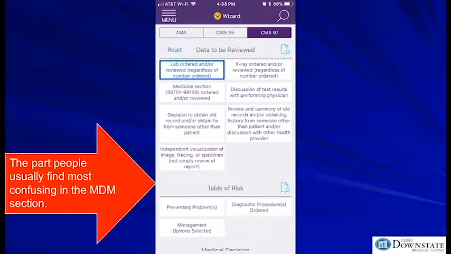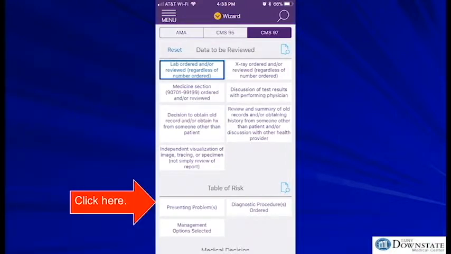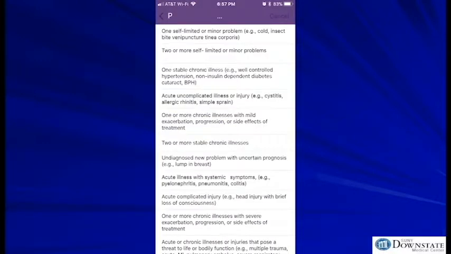Now, the part most people find confusing, this most confusing part of the documentation, is the table of risk. But it really is fairly simple. You click on presenting problems, and it gives you a list of possible problems. And again, behind the application is a scoring sheet because these have different values. So if you look down this and you think, what is comparable to what we're looking at in terms of risk and intensity? Well, a minor problem such as insect bite, or you can do a venipuncture, a little tinea, now low risk. Two or more self-limited problems, no.